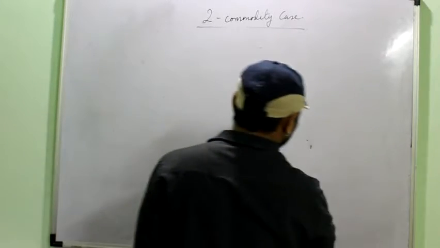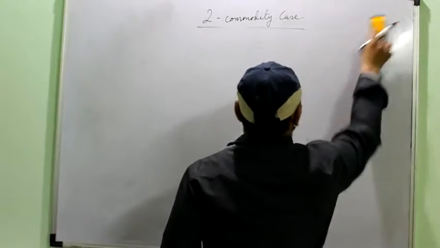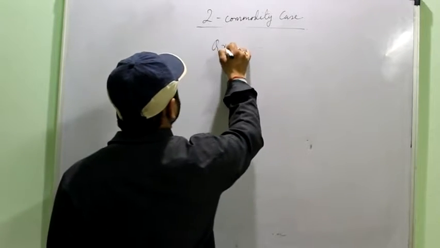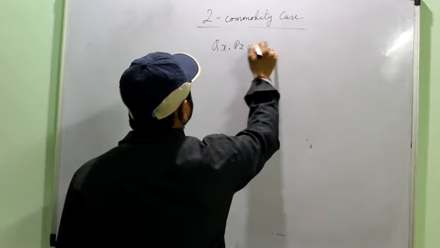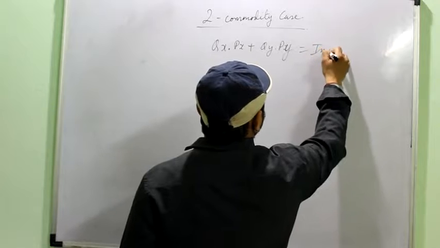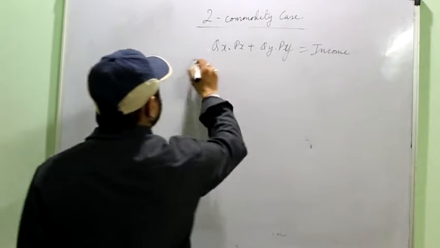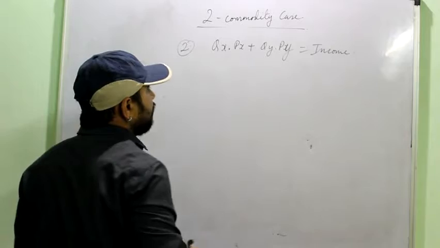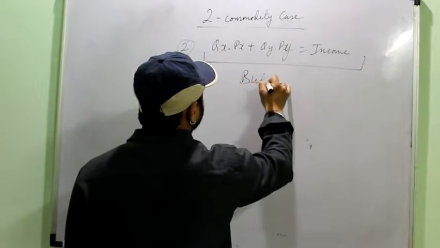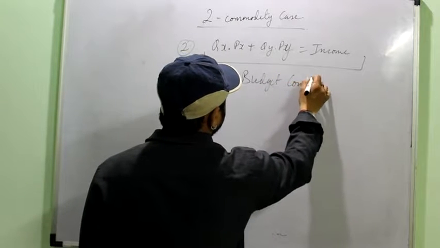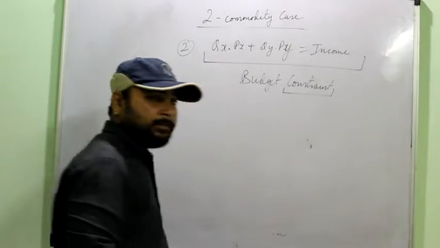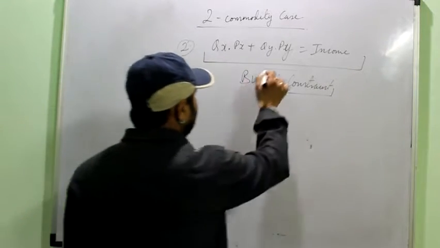Then moving on to the second condition of the equilibrium, that is qx into px plus qy into py is equal to the income. As I told you, it can also be called the budget constraint or limitation, meaning the consumer cannot go beyond the income. Again, the method of elimination can be used.